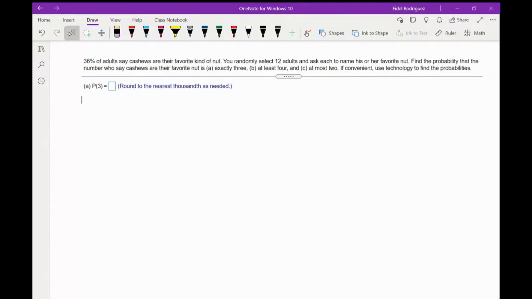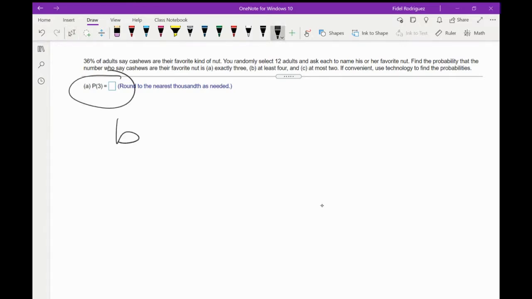This is just like number 5 from 4.2, but it says 36% of adults say cashews are their favorite kind of nut. You randomly select 12 adults and ask each to name his or her favorite. Find the probability that the number who say cashews are their favorite nut is, we got 3 parts. Let's do the first part, exactly 3.